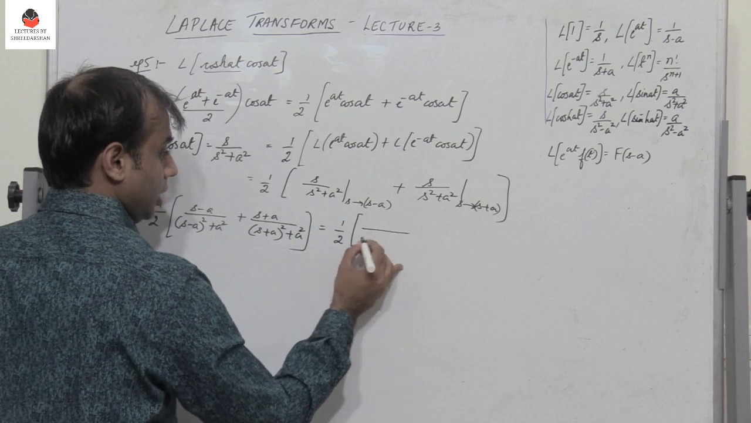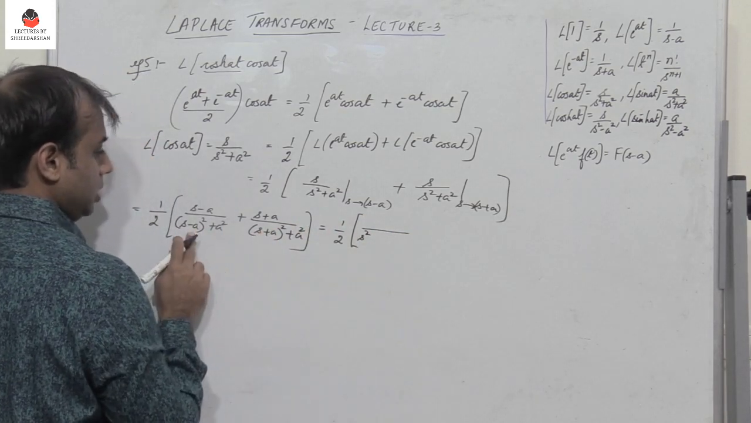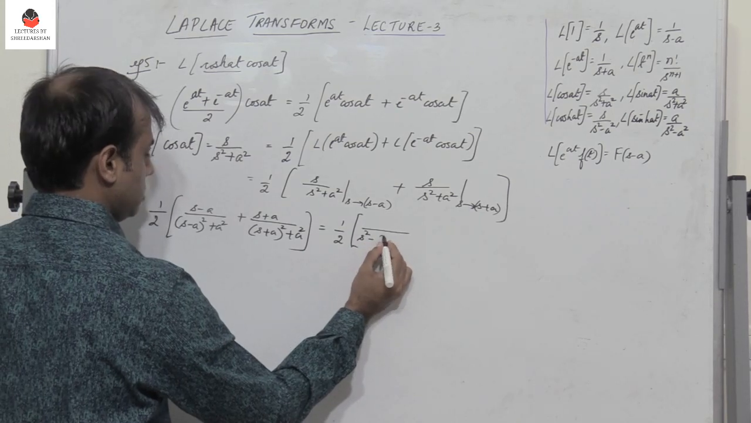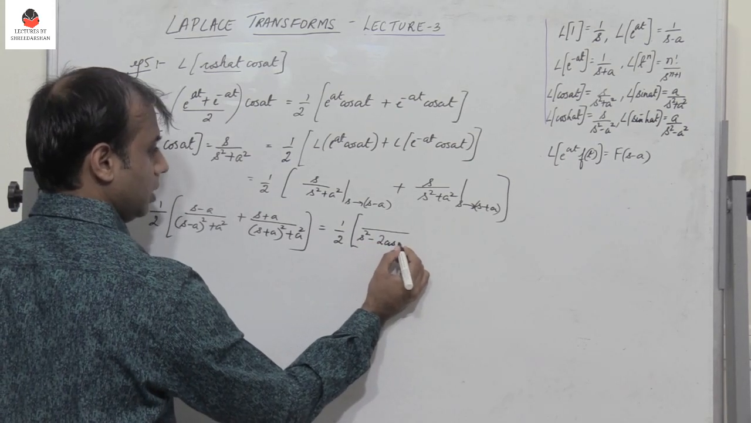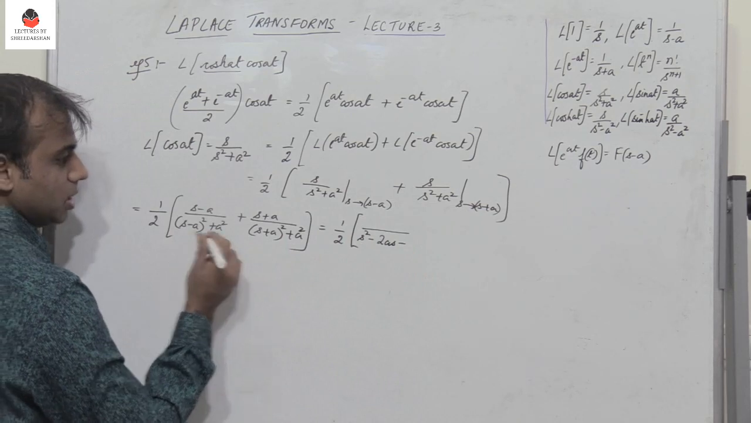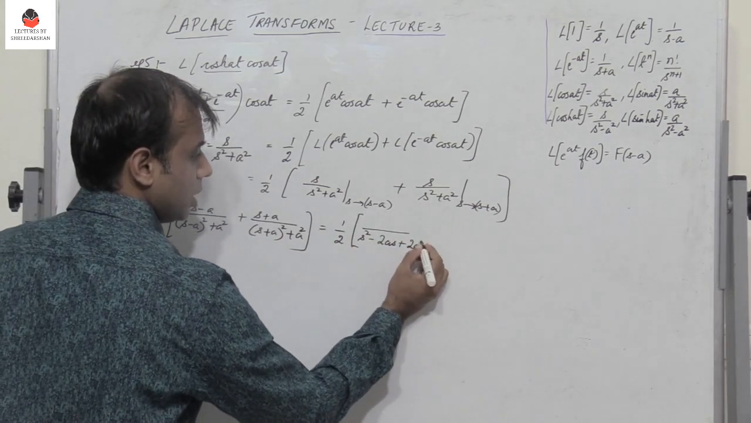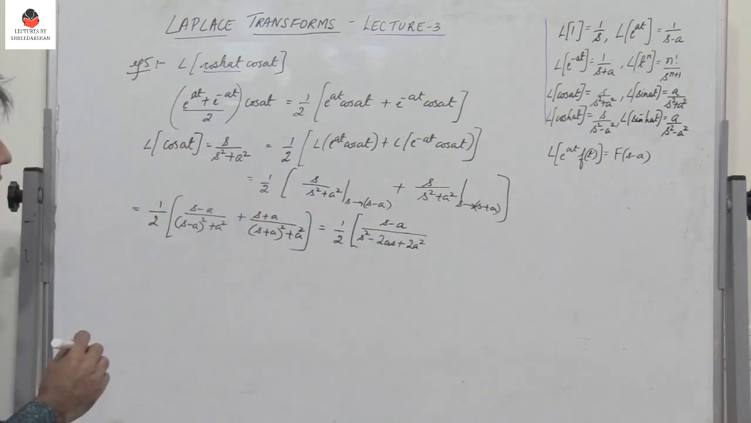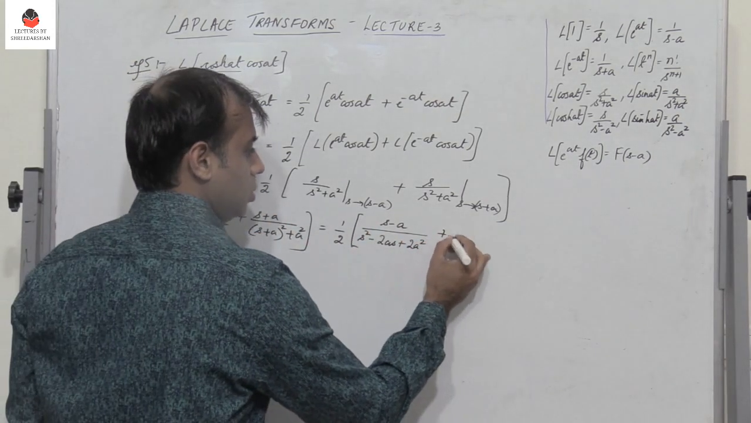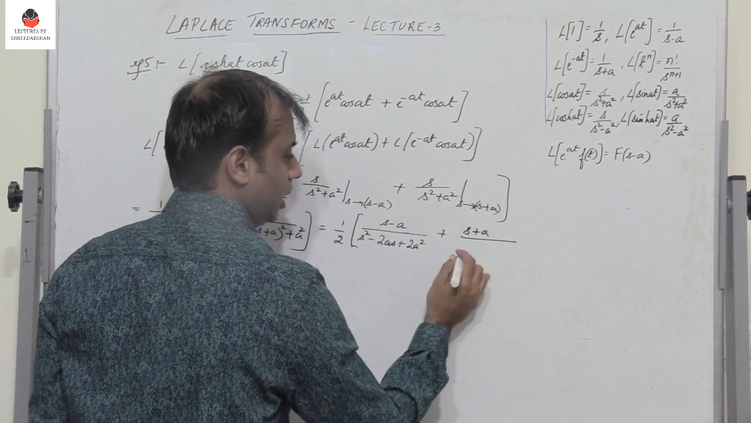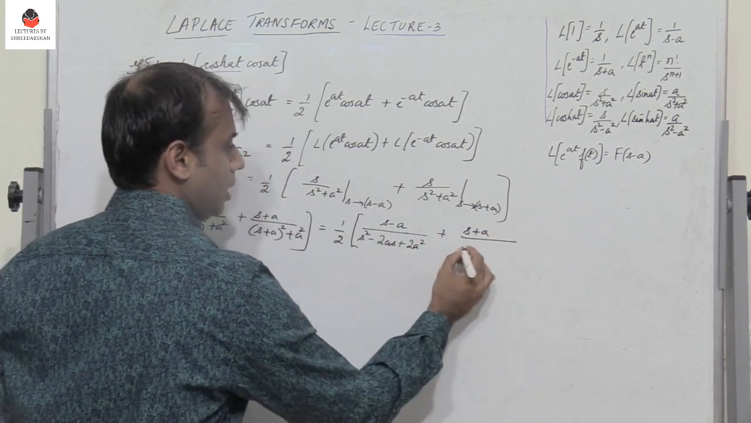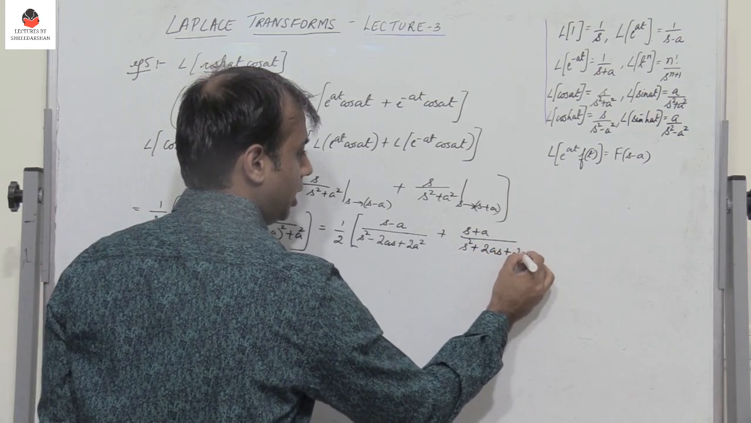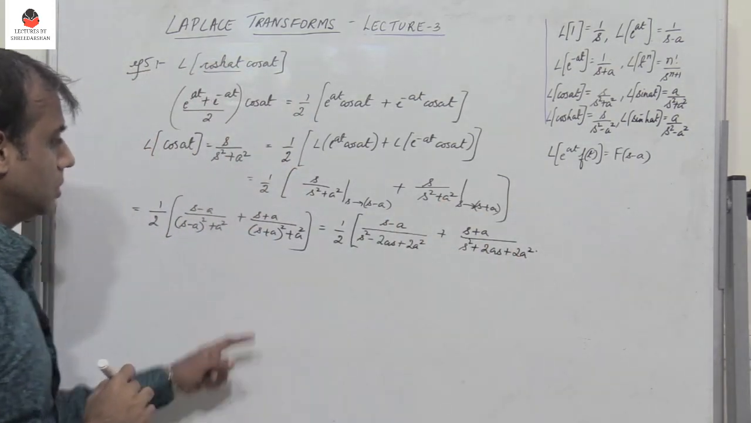And then you have minus 2as plus a square gives me plus 2a square, and in the numerator you have s minus a, and then you have s plus a divided by s square plus 2as plus 2a square, right?